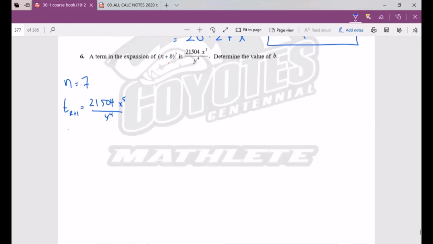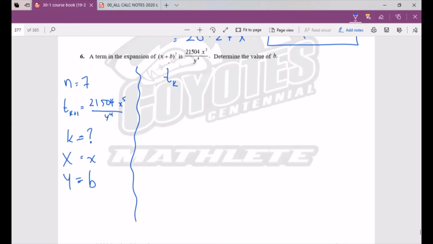We don't know what k is, what term number it is, but we know it's in there somewhere. And we know that big X is just X, and big Y is this unknown B. Should state one more thing about this. If we don't know whether there are any X's in that B, then we wouldn't be able to do this question. But if we assume that there are no X's in there, now we can get this done.